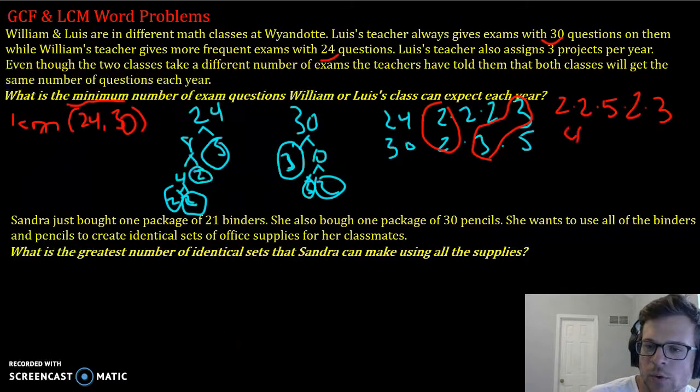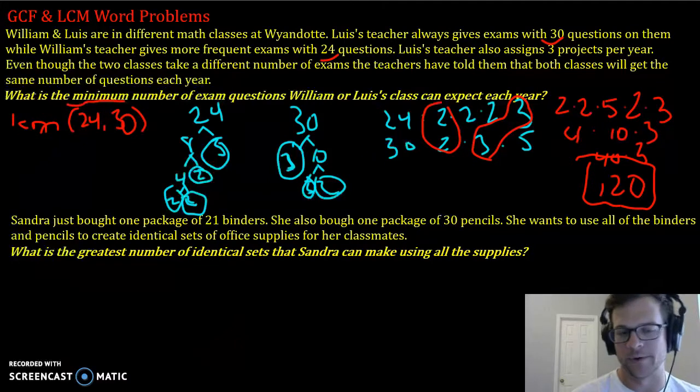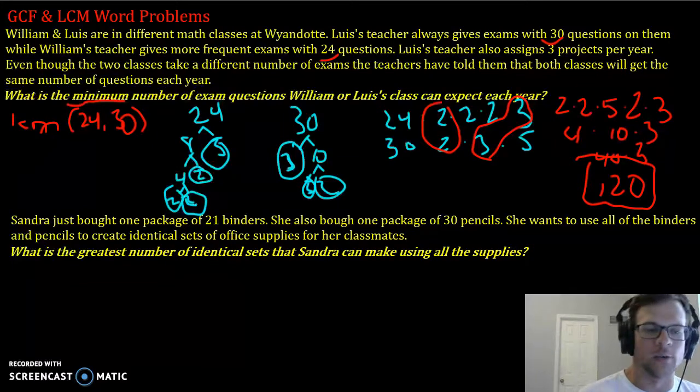2 times 2 is 4. 5 times 2 is 10. 4 and 10 is 40. Times 3 is 120 total questions that they will see throughout the year. Let's go to the second one.